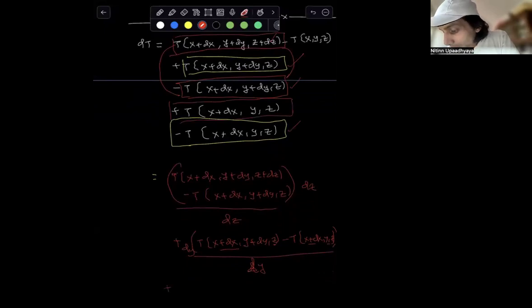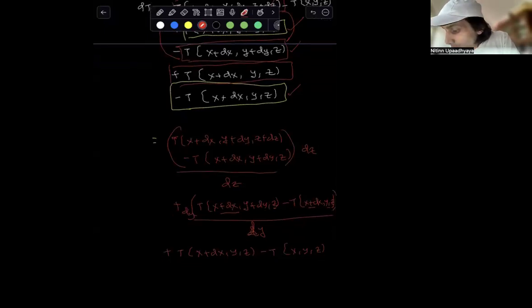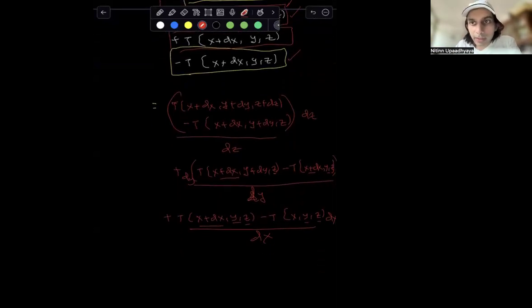So we have T at x plus dx, comma y, comma z, and we already have a term which is T at x, comma y, comma z, which was a part of the original term that we had, right? And if you look at the arguments for these two functions, y is the same, z is the same, and x changes from x to x plus dx. So if I divide this by dx and multiply by dx, I have all the ingredients that I need to rewrite the total change in the temperature field in terms of partial derivatives.